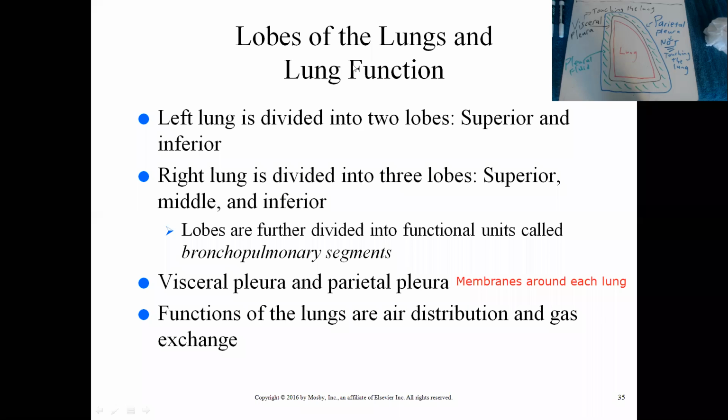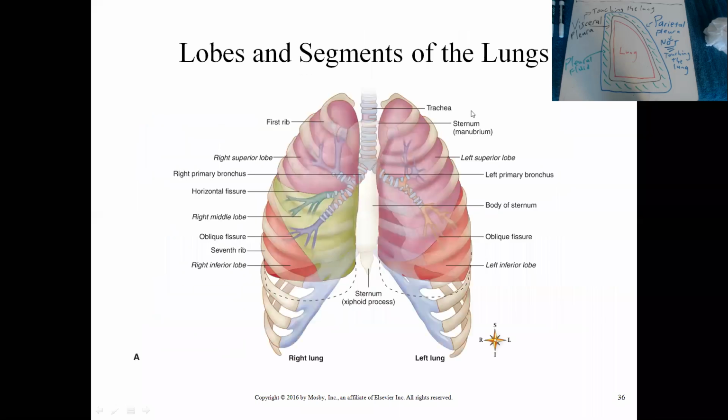And so I think I have a picture. Yeah, this picture is showing the lungs inside the rib cage. And you can see this is colored in. The left lung, which is on your right, has 2 lobes. The right lung has 1, 2, 3 lobes.